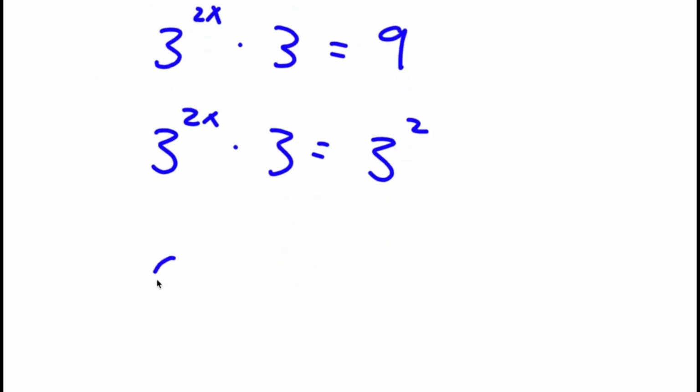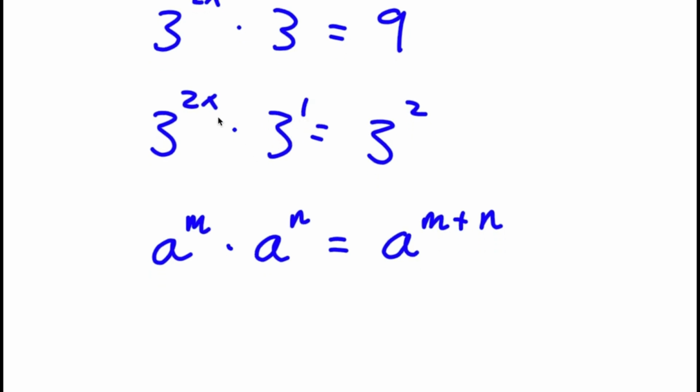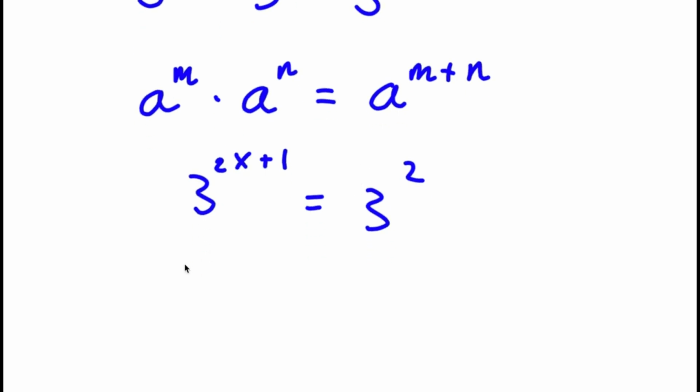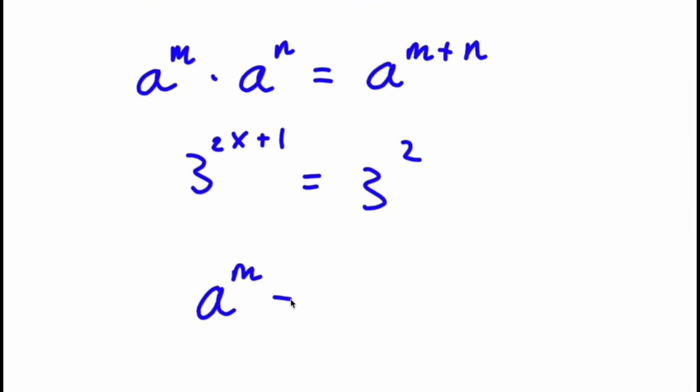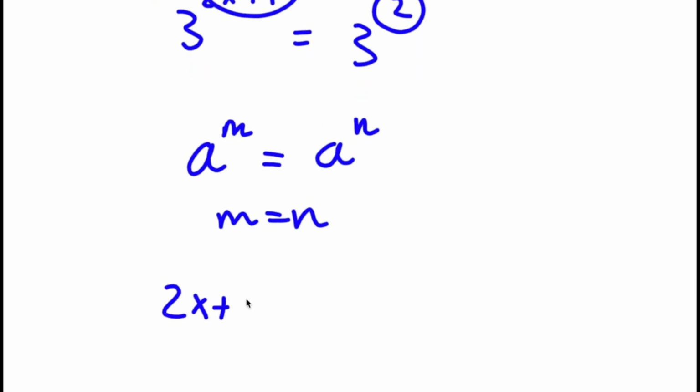Now, if I have something in the form a to the power of m times a to the power of n, this is equal to a to the power of m plus n. So in this case, 3 to the power of 2x times 3. 3 is the same thing as 3 to the power of 1. So if I multiply these two, I get 3 to the power of 2x plus 1 is equal to 3 to the power of 2. Now, if I have a to the power of m is equal to a to the power of n, then this means that m is equal to n. So in this case, 2x plus 1 is equal to 2.